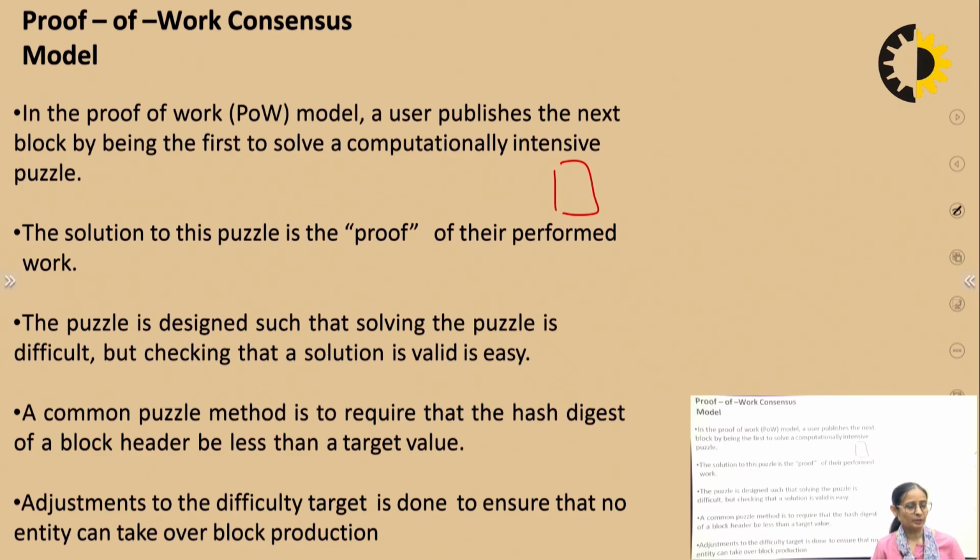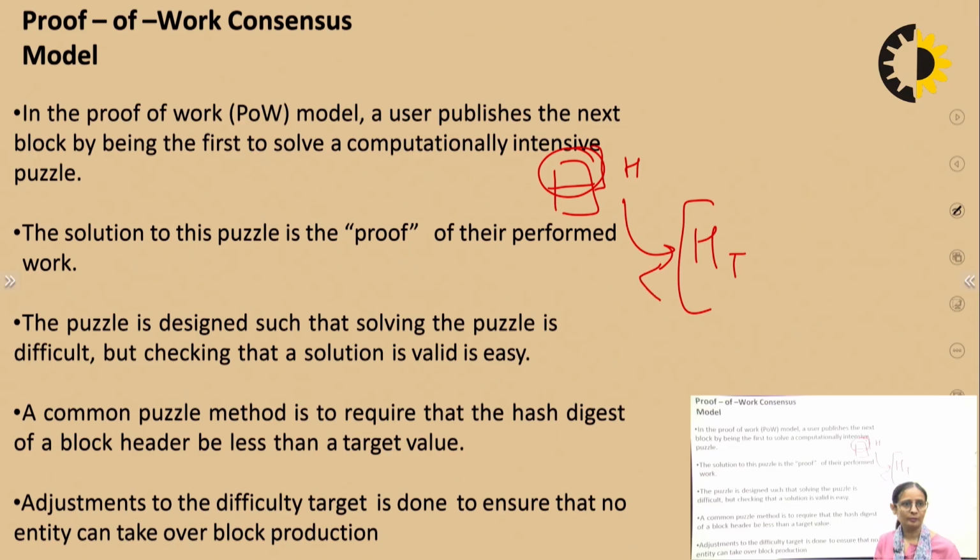The common puzzle method is to acquire the hash digest of a block header less than a target value. Generally we say that this is the block which needs to be mined, and we find a hash value of the header of this block. The answer which we are getting, we say we have some target, and our answer should always be less than this target value.